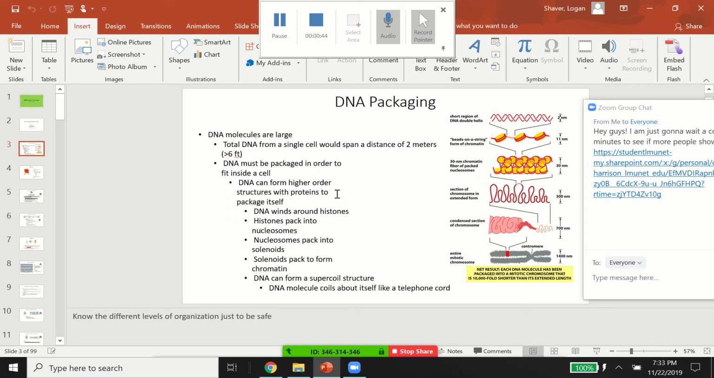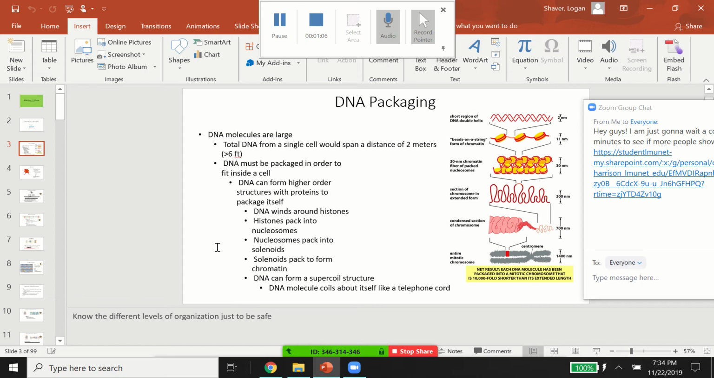What I mean by that with DNA packaging is it starts off with just DNA by itself. So that's this up here, right? Just the DNA double helix here. Then they have the beads on a string type deal, which he doesn't even cover in text, so I wouldn't think you'd have to know that.